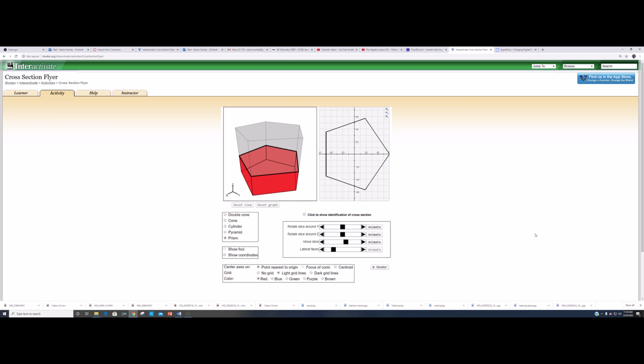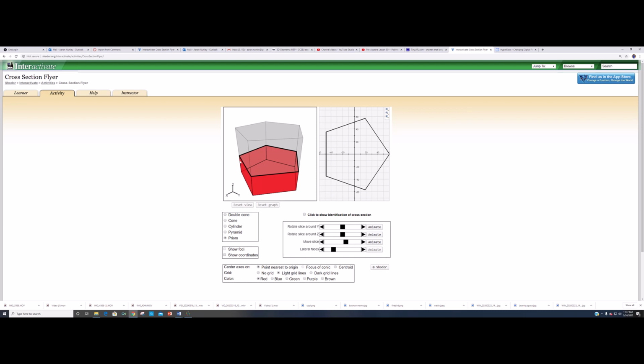I had a quick topic that I wanted to talk about. It won't take us real long today, and I am going to use the cross-section flyer tool from Shodor.org to help you understand this. A very common question that we tend to run into when dealing with cross sections of 3D figures is what happens when you slice a three-dimensional figure horizontally or parallel to its base.